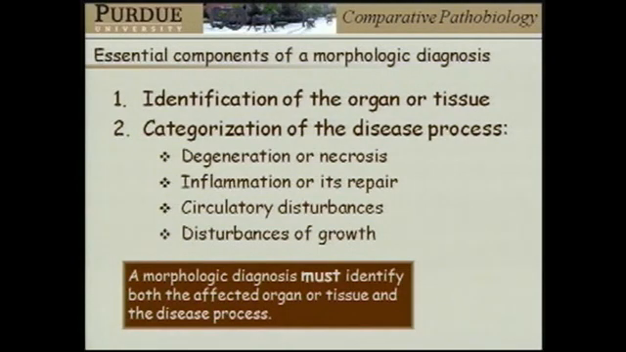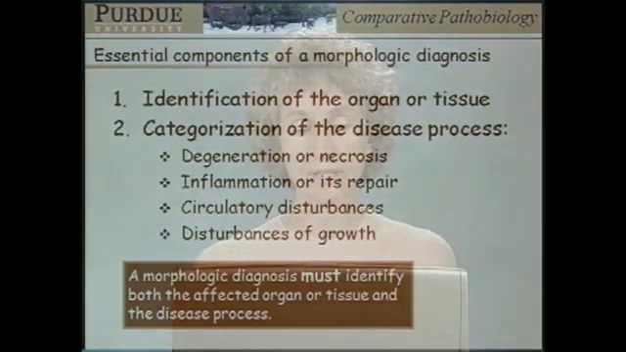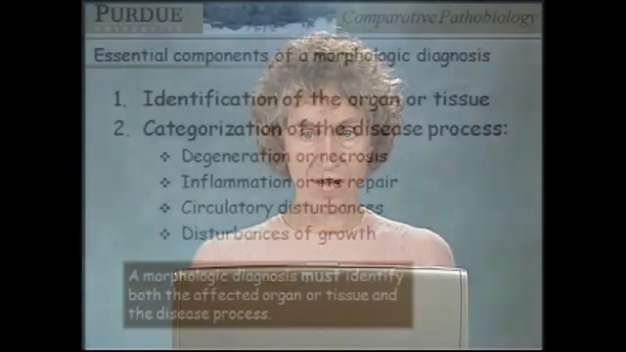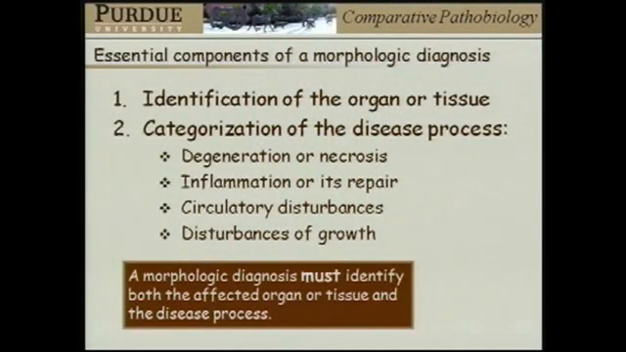A morphologic diagnosis has two essential components: one is an identification of the organ or tissue that's affected, and the other is categorization of the disease process. It's either degeneration or necrosis, inflammation or the repair thereof, circulatory disturbances, or disturbances of growth. Those are the four categories that we will try to pigeonhole every lesion into. A morphologic diagnosis must identify both the affected organ or tissue and the process of disease.